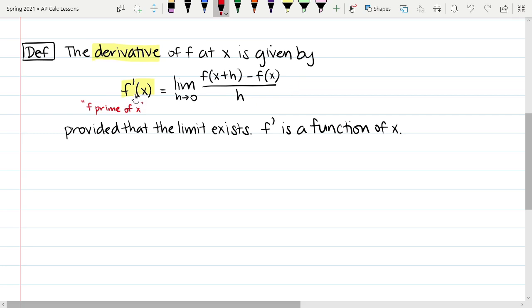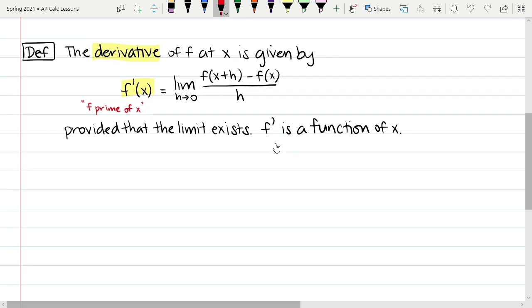And notice this is f prime of x. That means f prime is actually a function in terms of x. So remember, the slope is just a number, but this is telling us the slope of the tangent line at any particular value of x. And that's why the derivative is a function of x. What the derivative gives us is a formula that will then allow us to find the specific numeric slope at any particular value of x.